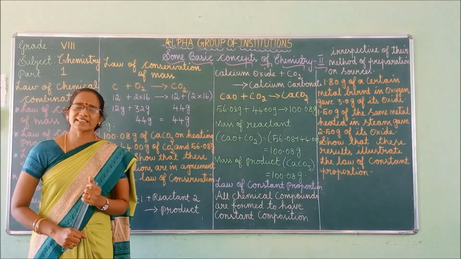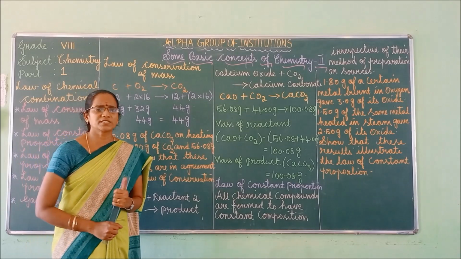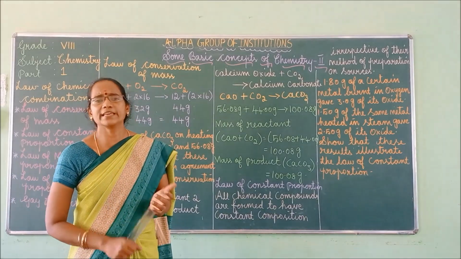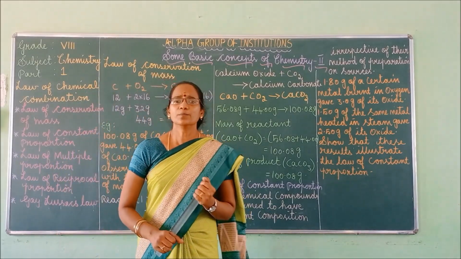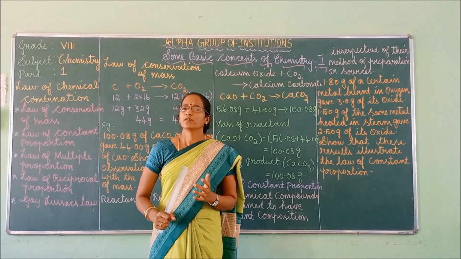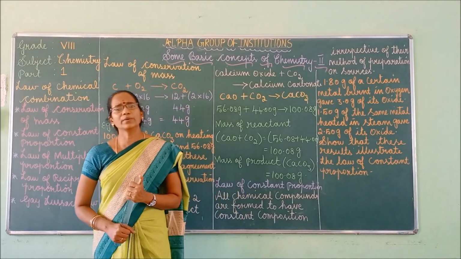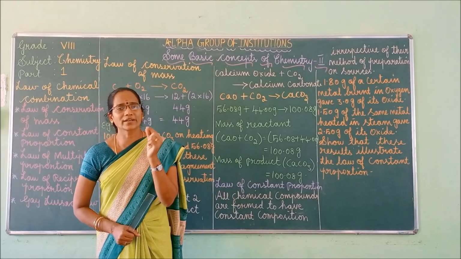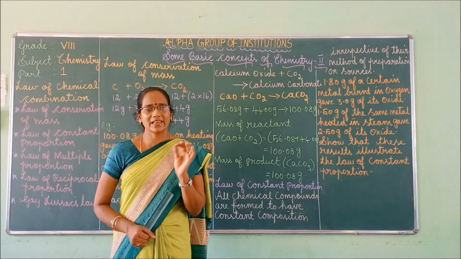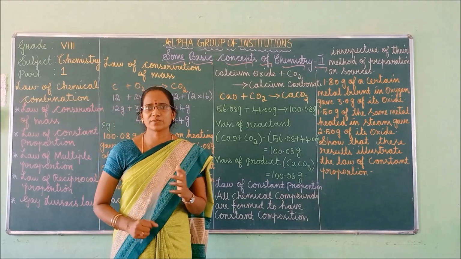Right. Next one is element. An element is a pure substance that cannot be decomposed into simpler substances by chemical methods. Okay. Right. And also one thing you have to remember, an element is made up of only one kind of atom.